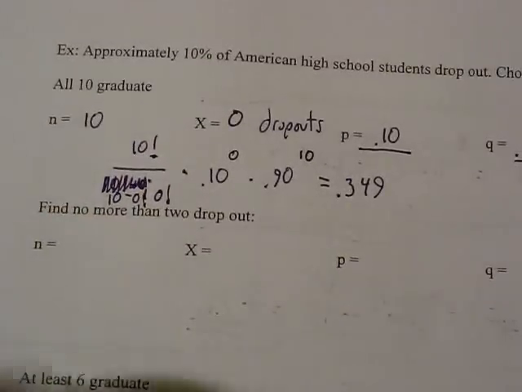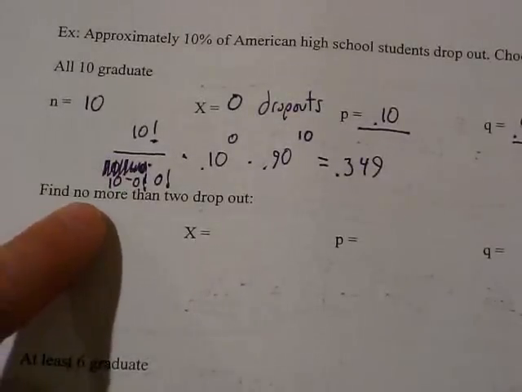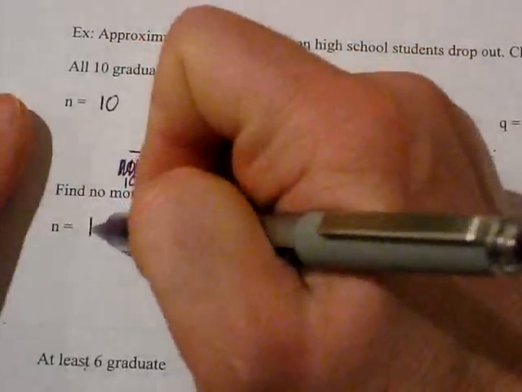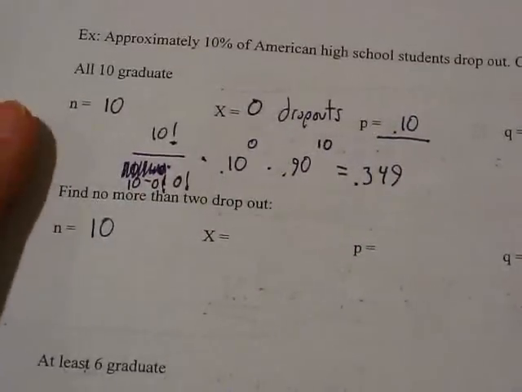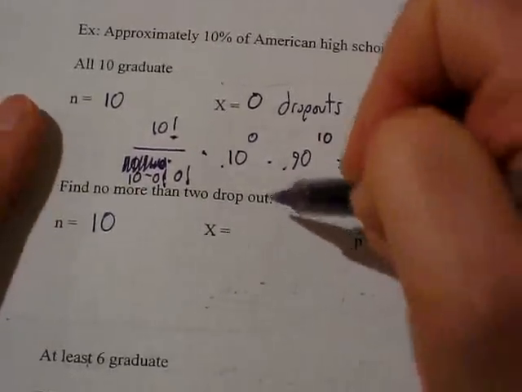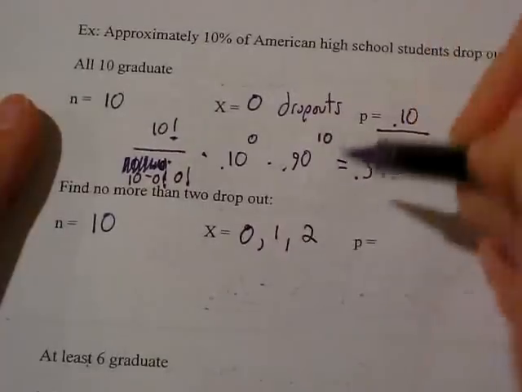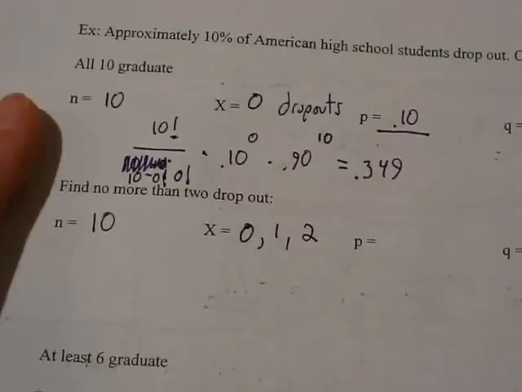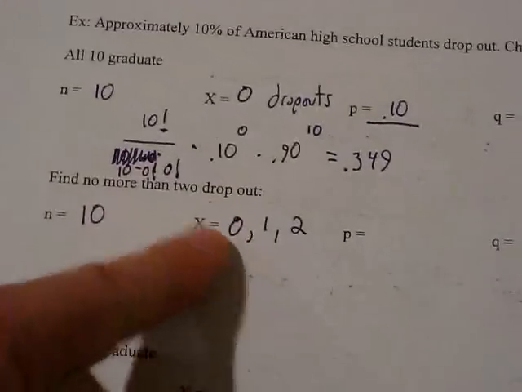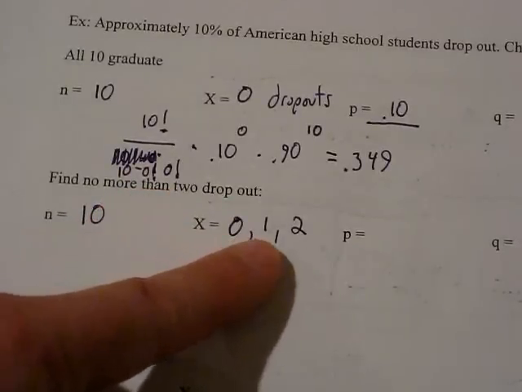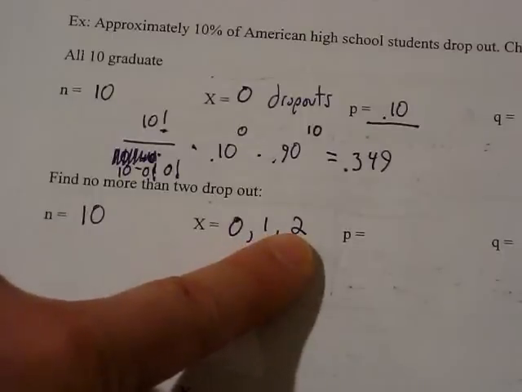Okay, so let's look at another example that might be a little bit more toothy, and you can dig into it a little bit. You're going to find no more than 2 who have dropped out. So what I'm going to do is have 10 students, and I don't want more than 2 dropouts. So here's what I've got. I'm going to take 0 dropouts, 1 dropout, and 2 dropouts. With that in mind, I'm going to have to do 3 problems, because I don't want any more than 2 to drop out. So I can have none drop out, I can have 1 drop out, and I can have 2 drop out.